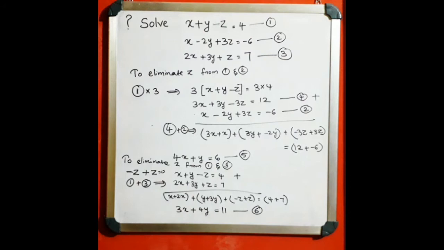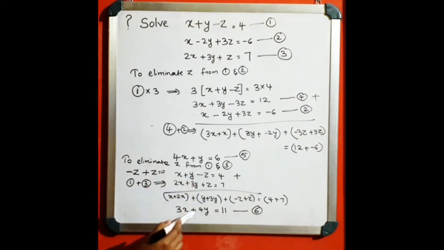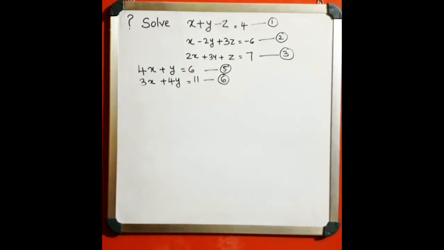Now we get two equations in two unknowns, that are 4x plus y equal to 6 and 3x plus 4y equal to 11. Just solve these equations, we get the values of x and y. Then substitute the values of x and y in one of the equations, we get the value of z. The fifth equation is 4x plus y is equal to 6 and the sixth is 3x plus 4y is equal to 11. These are simultaneous equations of two unknowns. We already know how to solve such equations.